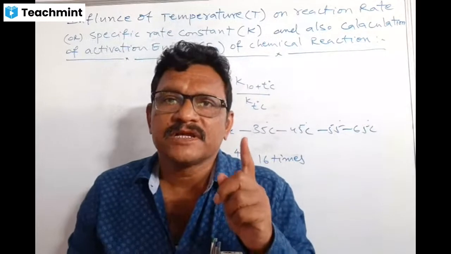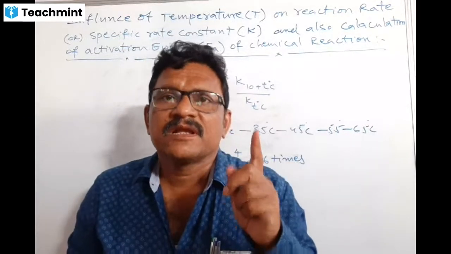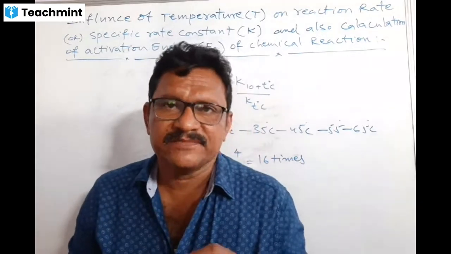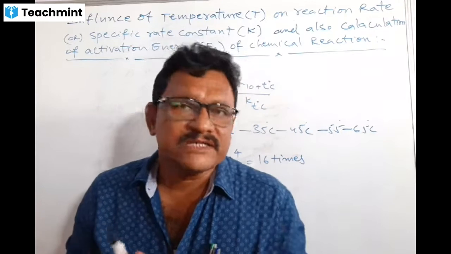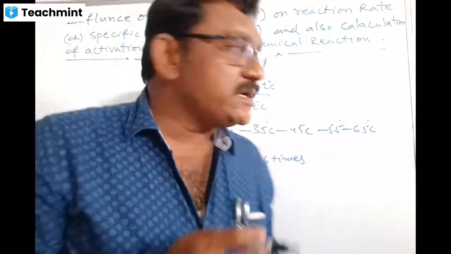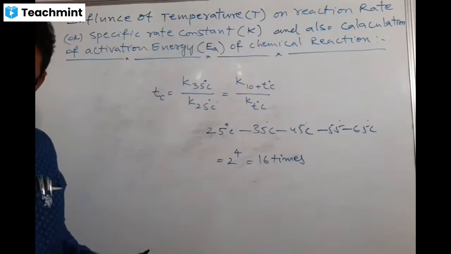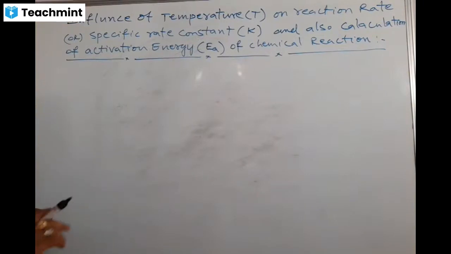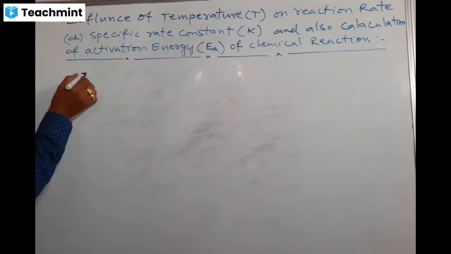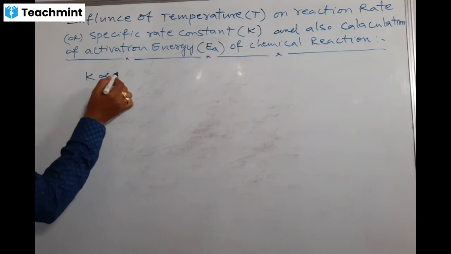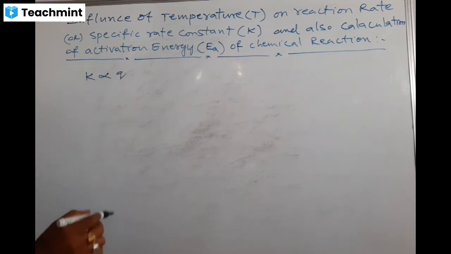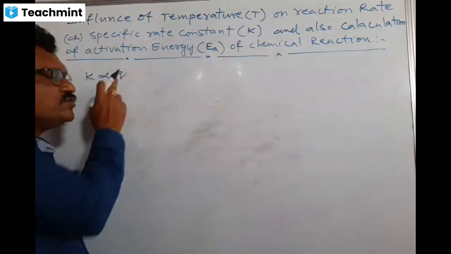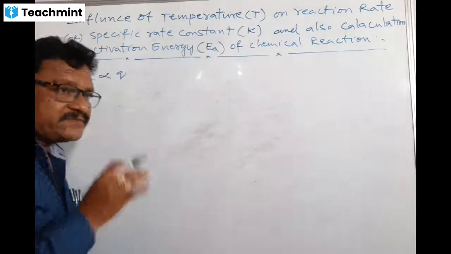between rate constant and frequency of the chemical reaction. So what relation did he give? The rate constant of a chemical reaction is directly proportional to A. Here, students, K is the specific rate constant, also called rate constant. A means the frequency factor of that reaction.